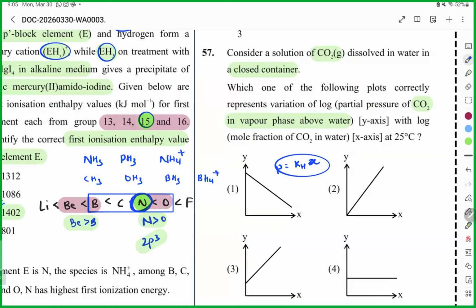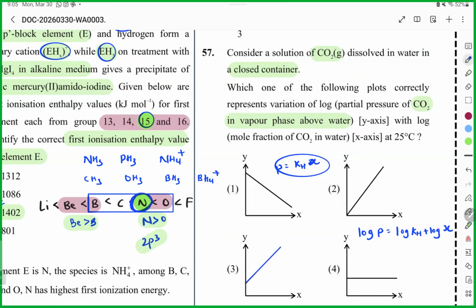So in case of partial pressure, the partial pressure of the gas will be equal to the Henry constant times the mole fraction. Correct? Partial pressure equals Kh times mole fraction. If you take the log value, it will be directly proportional, but it never starts from 0. Why? Because if you take the equation, it will be log P equals log Kh plus log X.